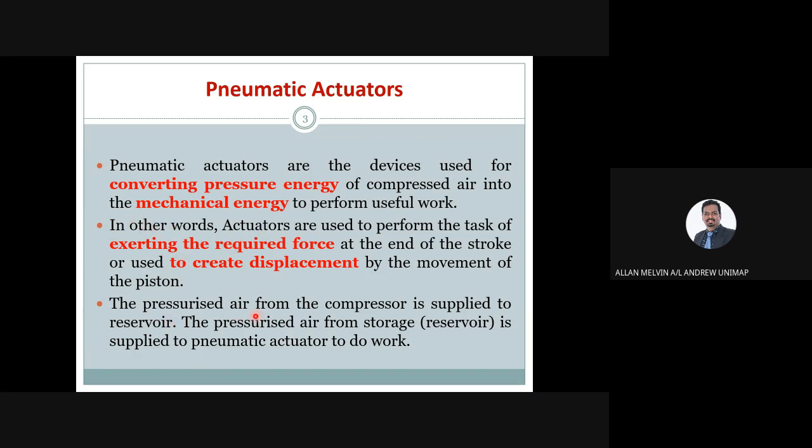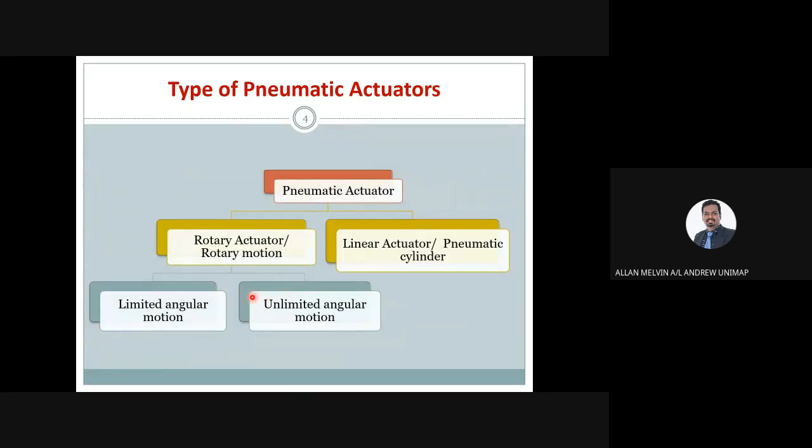The pressurized air from the compressor is supplied to the reservoir. So usually we compress, store in the reservoir, then only use. Okay, so why we are doing that, I already explained in chapter 1. So you want to maintain a constant pressure throughout the operation. If not, we will have a fluctuating pressure. So the pressurized air from the storage or reservoir is supplied to the pneumatic actuator to do work. So this is on the pneumatic actuators.